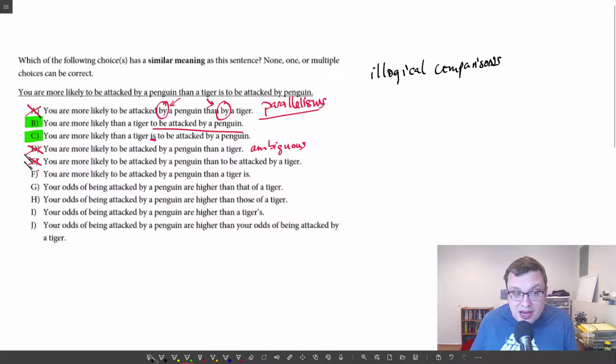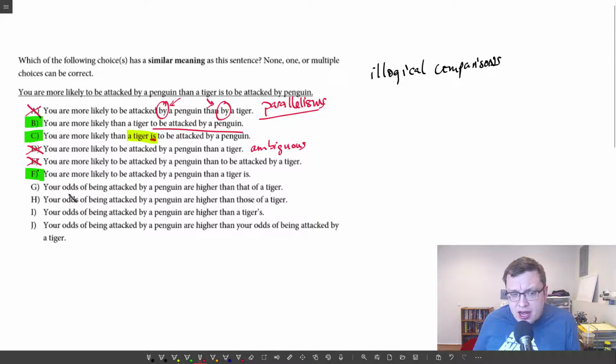This is kind of like choice C. I've moved this "a tiger is" to the end. But yeah, you are here comparing the likelihood of being attacked by a penguin of a human versus a tiger. And so F is equivalent to the original. You can see it's sort of just lopped off this ending bit. But through the parallelism, through the structure of the choice, we can see that it's equivalent. So a little bit more variation here.